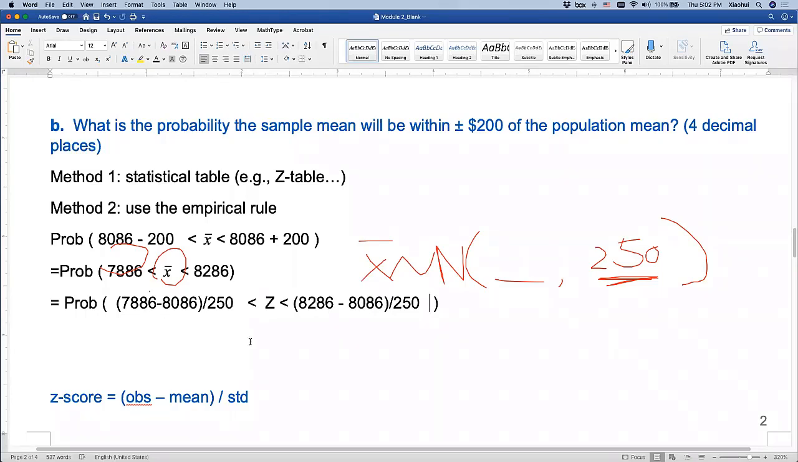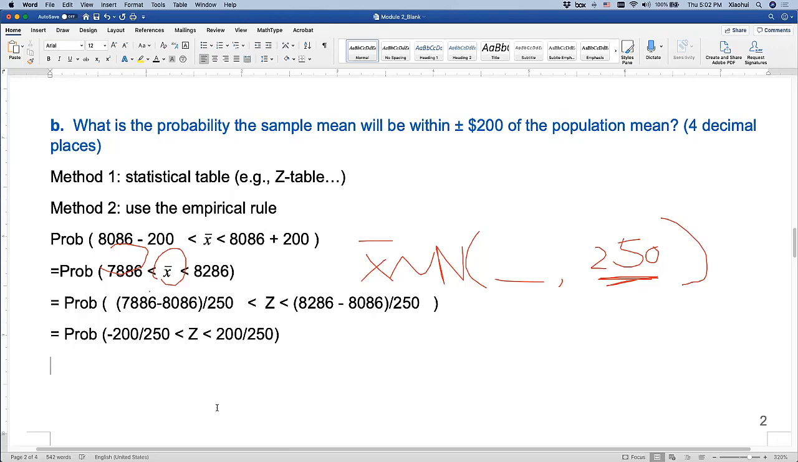But the reason I do this extra step is just to make sure none of the students is confused, because this is the standard procedure to work it out. Sometimes you do a lot of calculation in your head, and it's easy to get confused. That's why I like to do it the tedious way, just one more step. So it's minus 200 over 250 for z, and this is positive 200 over 250. You can convert them into decimals, and this is minus 0.8, and on the other side positive 0.8. Hopefully you guys see the pattern.